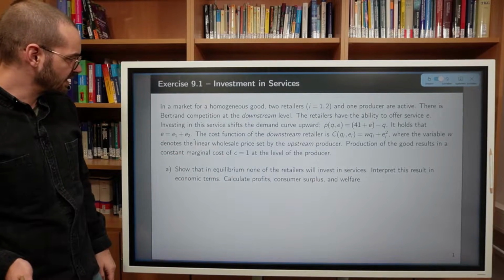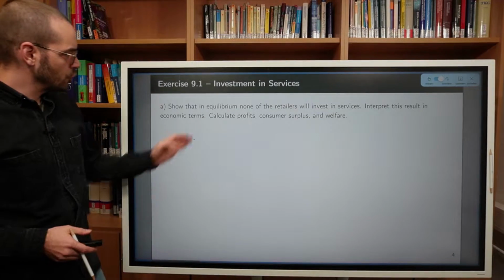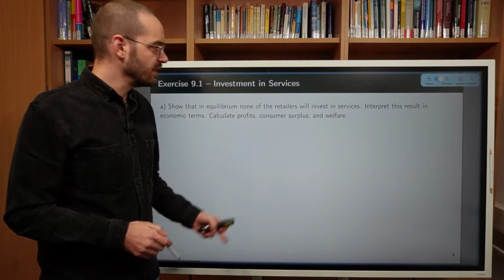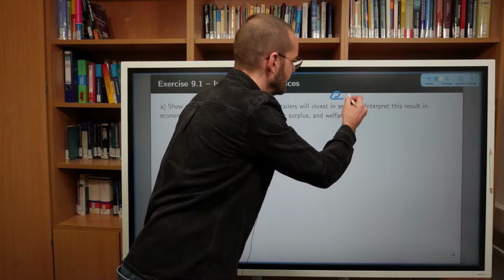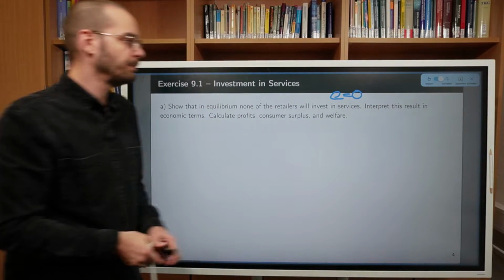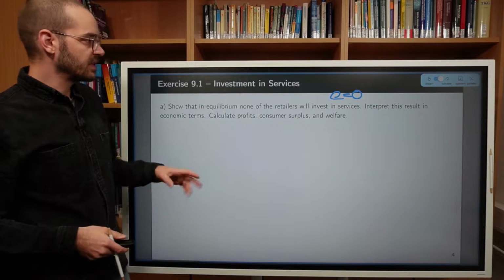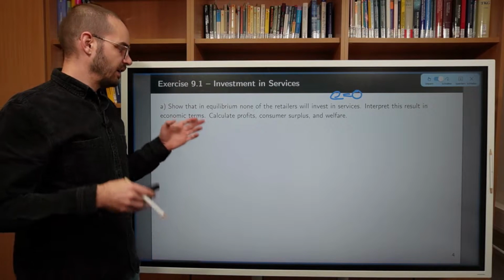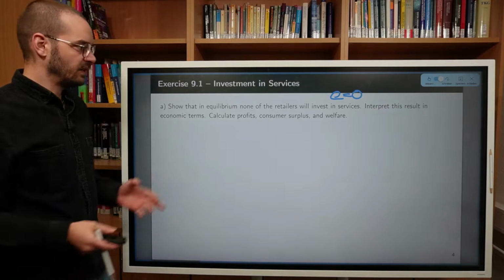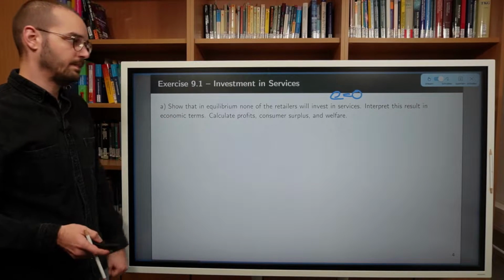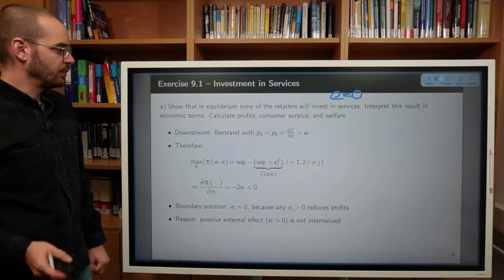So in task A, we are going to show that in equilibrium, none of the retailers will invest in services, which of course implies E equals 0. We are going to interpret this result in economic terms. We will then calculate profits, consumer surplus and welfare. So characterize the equilibrium. Alright, how can we do this?